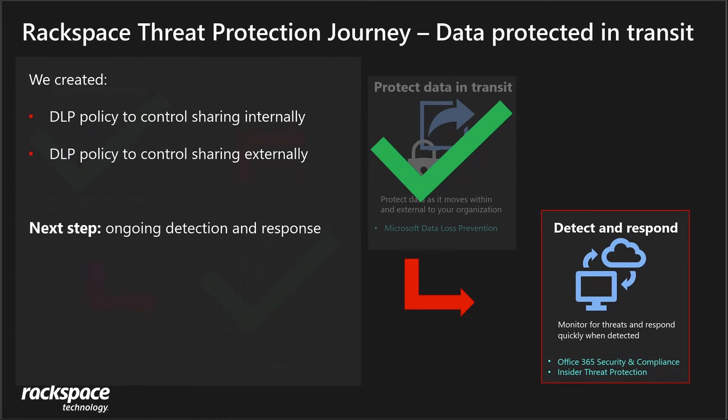So, another review. We have finished the data protection in transit step of our journey. We've created the two DLP policies we mentioned, the internal and external sharing policies. And the next step is to look at ongoing detection and response. Now we've looked at a little bit of that because I showed alerting and response and policy tips. That's part of the detection and response setup. Specifically, we're talking about detection and response using some of the machine learning capabilities of Microsoft 365, specifically around insider threat protection for the purposes of this talk.